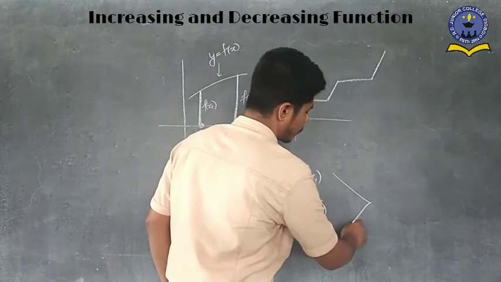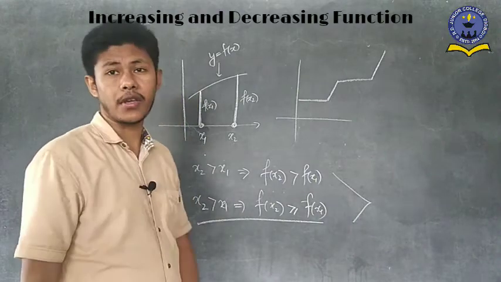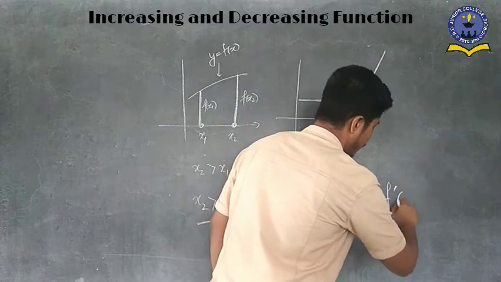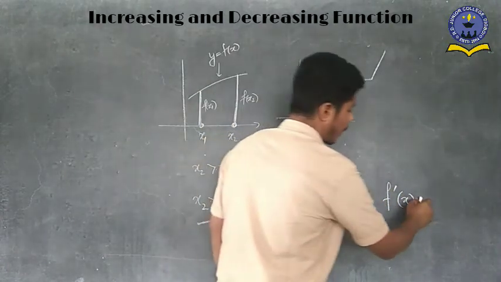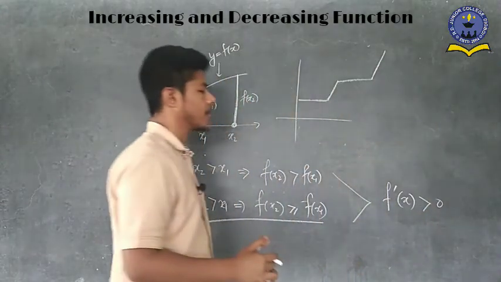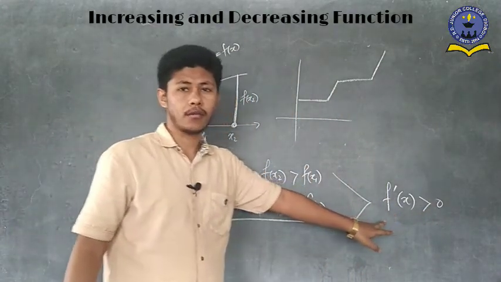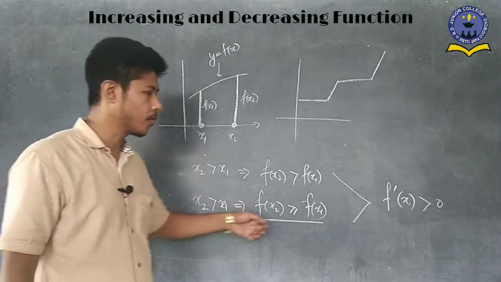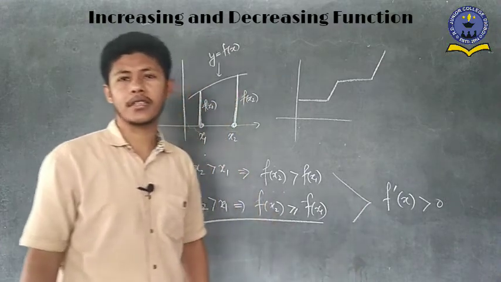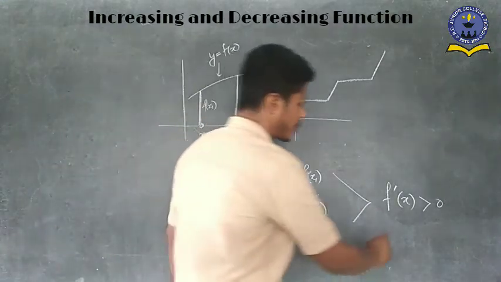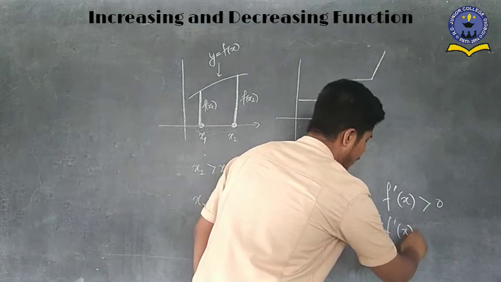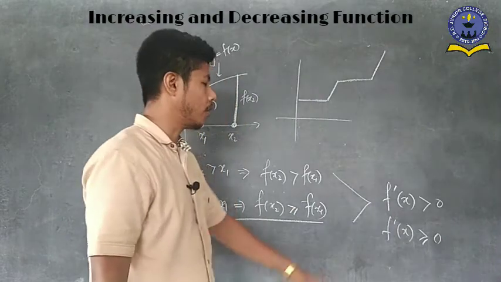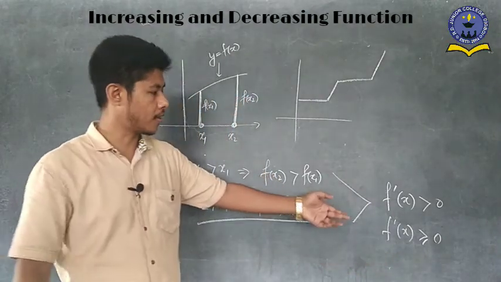With respect to this, one theorem also we get here. The condition is what? If f dash of x, the derivative, is greater than 0, then it is known as strictly increasing. With respect to this we can prove another condition: if f dash of x is greater than or equal to 0, then we can say it is only increasing. Is it clear? This is another condition we get here.